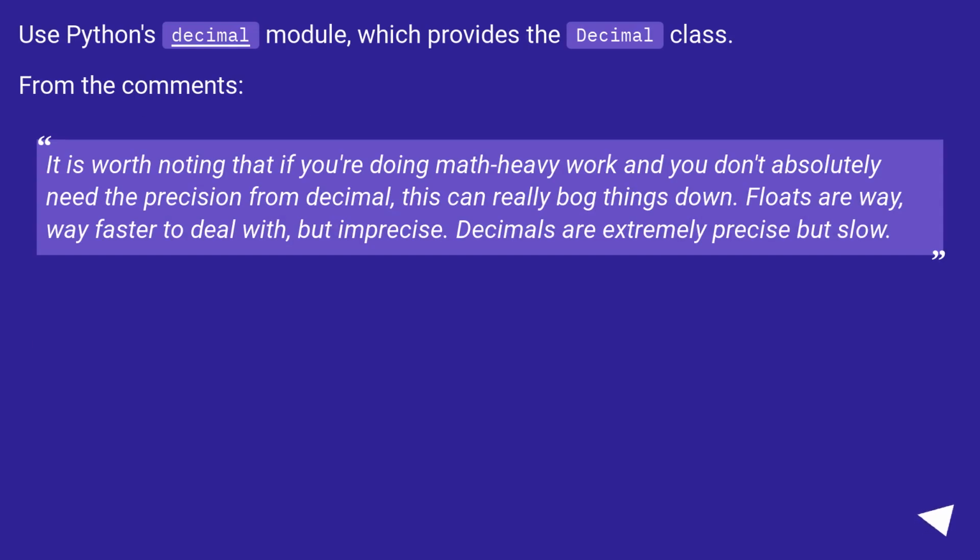Use Python's decimal module, which provides the Decimal class. From the comments: it is worth noting that if you're doing math-heavy work and you don't absolutely need the precision from decimal, this can really bog things down. Floats are way faster to deal with, but imprecise. Decimals are extremely precise but slow.